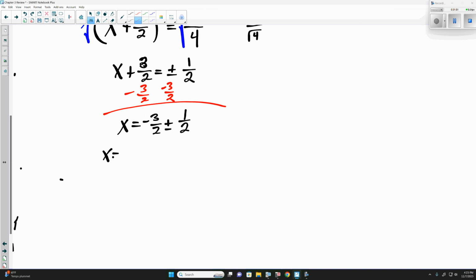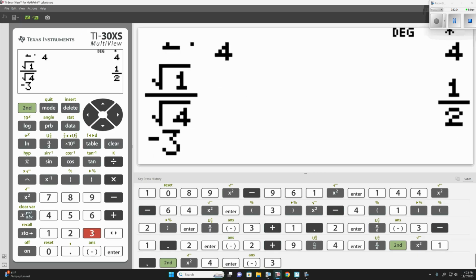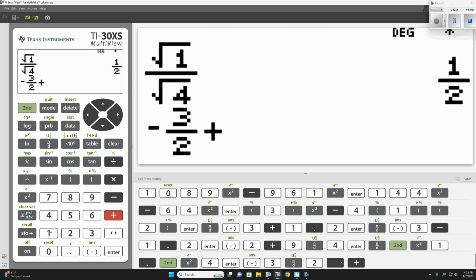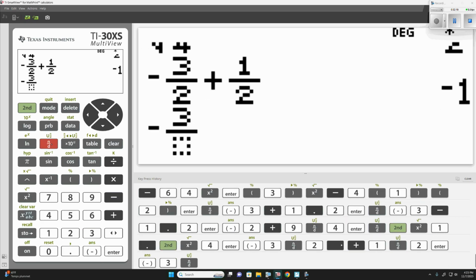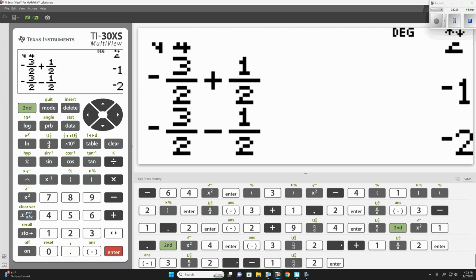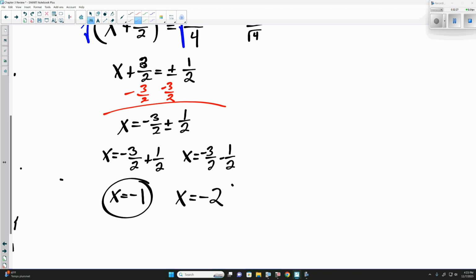So it's telling us we have two statements. x is equal to negative 3 halves plus 1/2, and x is equal to negative 3 halves minus 1/2. Negative 3 halves plus a half is negative 1. Negative 3 halves minus 1/2 is negative 2. So we get this here.